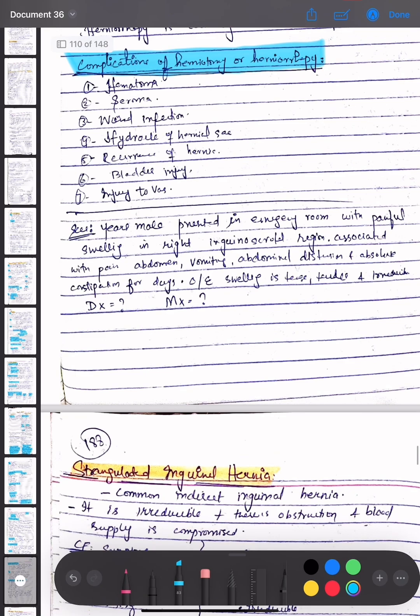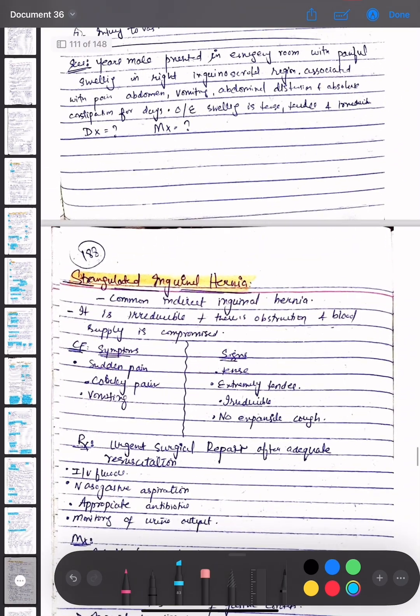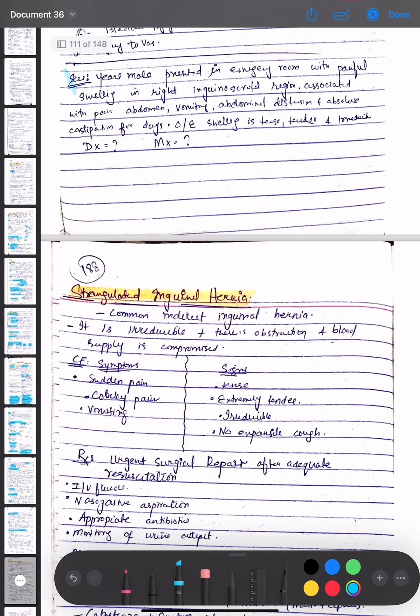Now coming towards the strangulated inguinal hernia. We have a scenario where a male patient presents in the emergency room with painful swelling in the right inguinoscrotal region associated with abdominal pain, vomiting, abdominal distension, and absolute constipation for days. On examination, the swelling is tense, tender, and irreducible. What is the diagnosis and management?